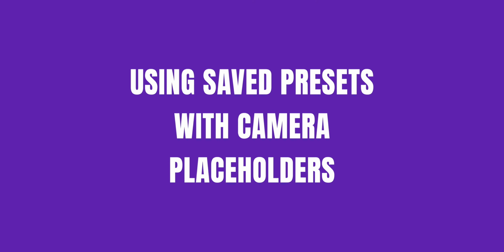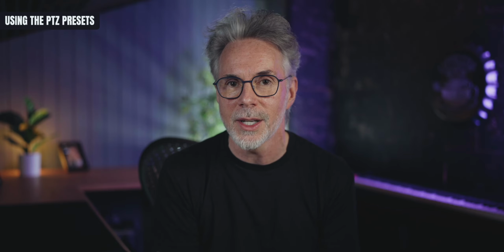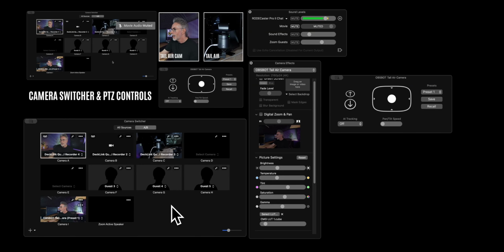Now let me show you how to apply the presets that you've just set in your PTZ camera control to camera placeholders within the camera switcher. And this is a really convenient way of being able to recall these presets as you switch between scenes for various camera placeholders. So let me show you how to do that. Let's go to the screen capture here.